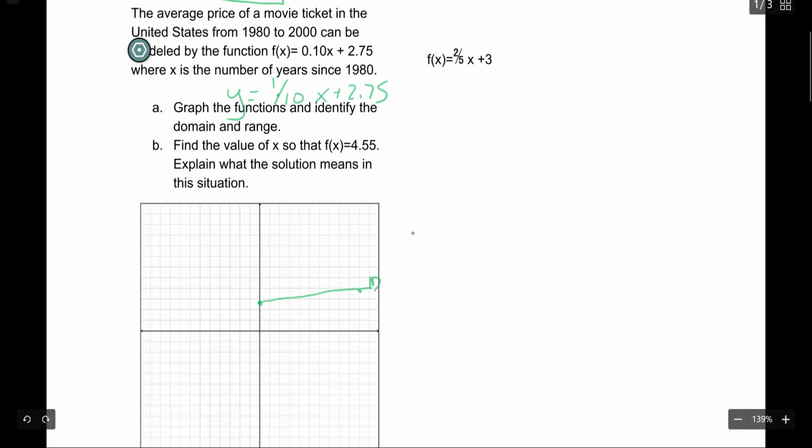Then to identify domain and range, since we can't have negative years, and we can't really go past 0, we know our domain is going to be x is greater than or equal to 0. Because we could be at 1980, which is 0 years. We could be at 1981, which is 1 year. 1982, 2 years, and so on. Our range then is our y values. Well, our y starts at 2.75, and it grows bigger. So y is greater than or equal to 2.75.